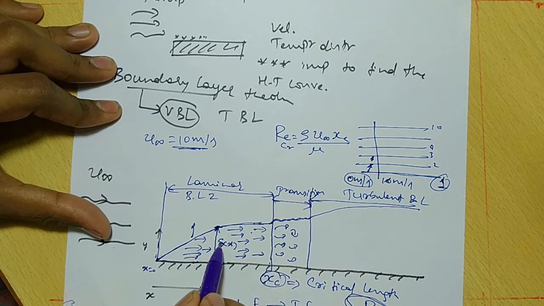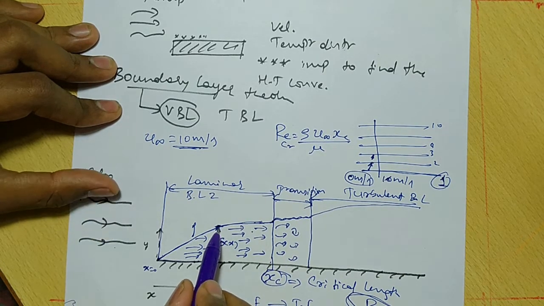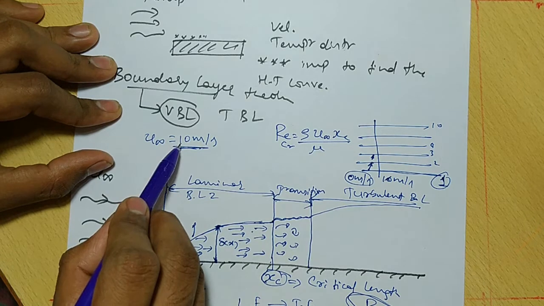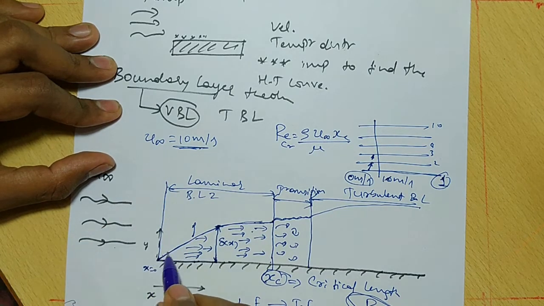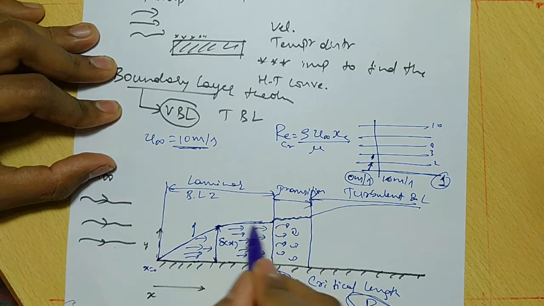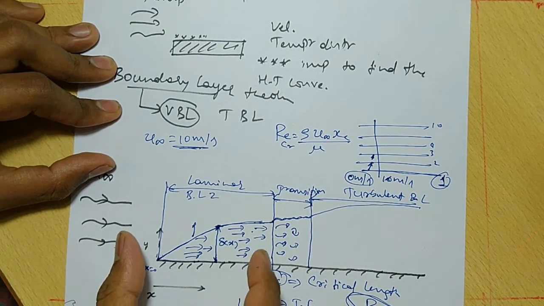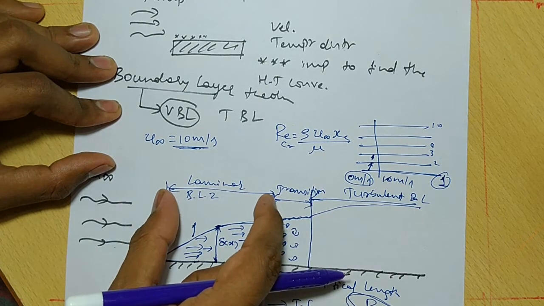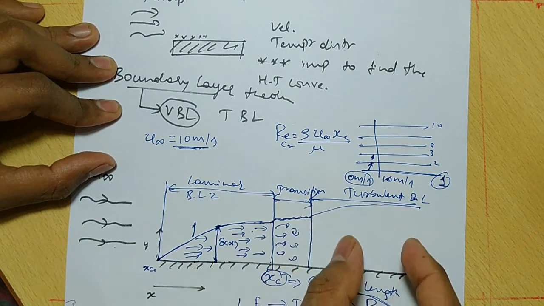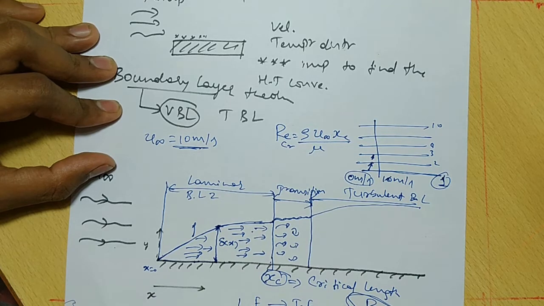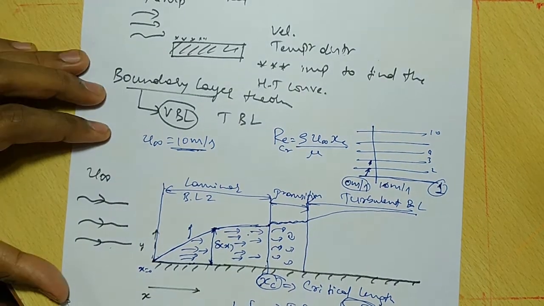Now we know that delta x, the boundary layer thickness, is the zone where the velocity is less than the free stream velocity. This is the locus of the points taken over the entire length, and we will obtain the boundary layer. In this there are three zones: the laminar zone, the transition zone, and the turbulent boundary layer.